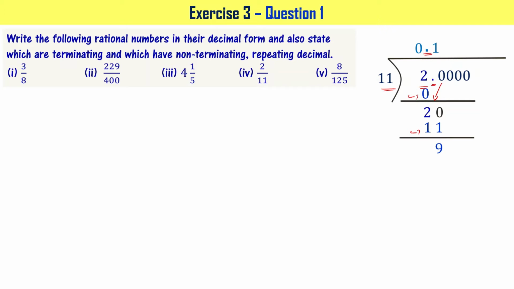Then let me bring another 0 down. When you do that, 9 becomes 90. 8 times 11 is 88. Let me subtract that from 90. So I have 2 as a remainder. Bring another 0 down.